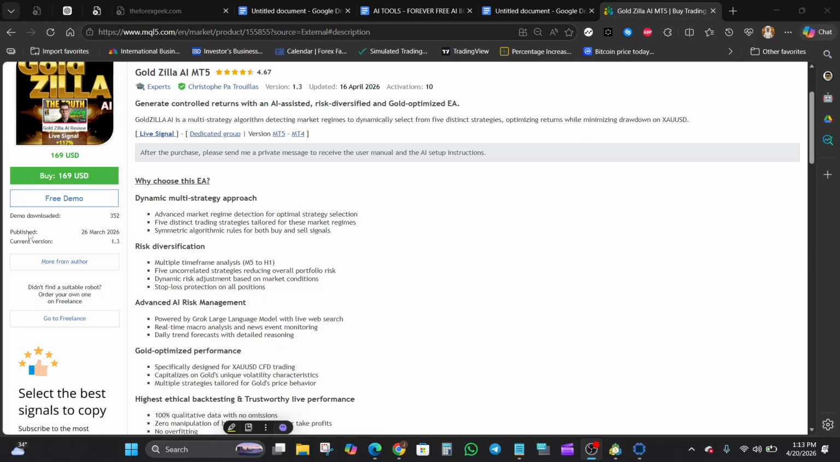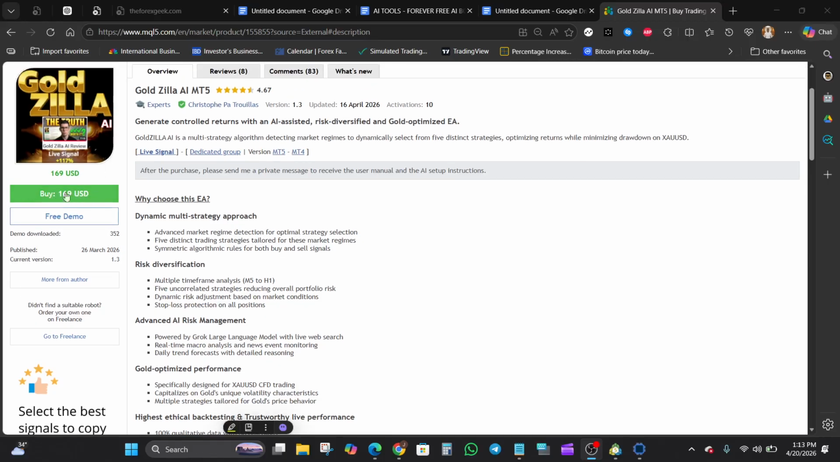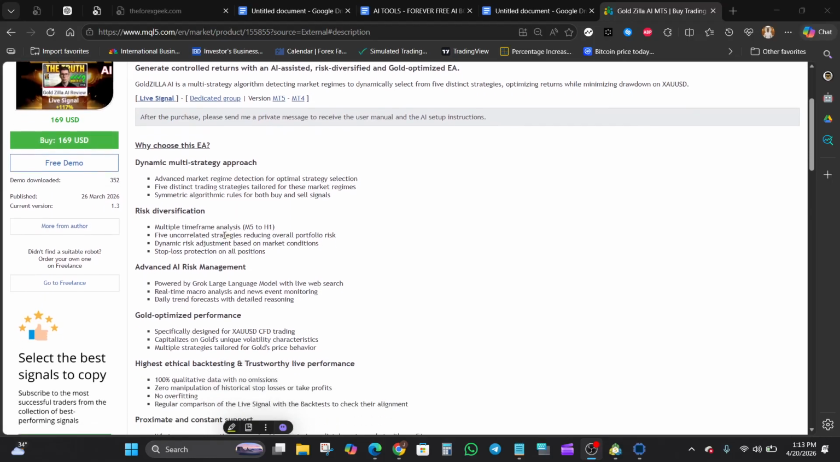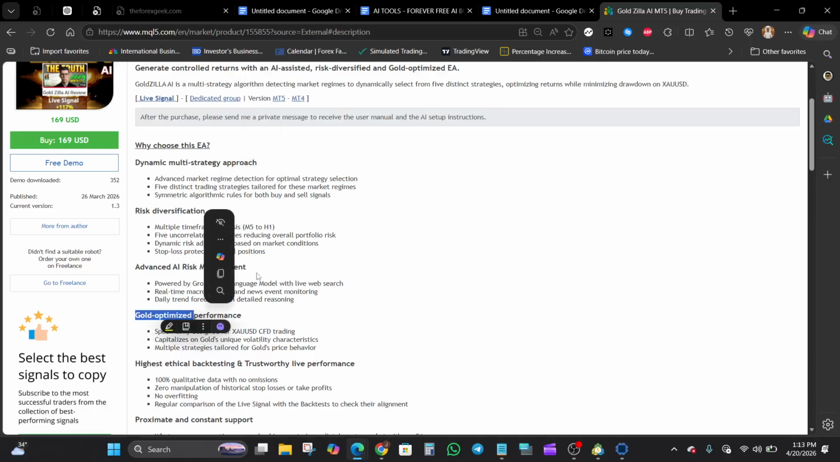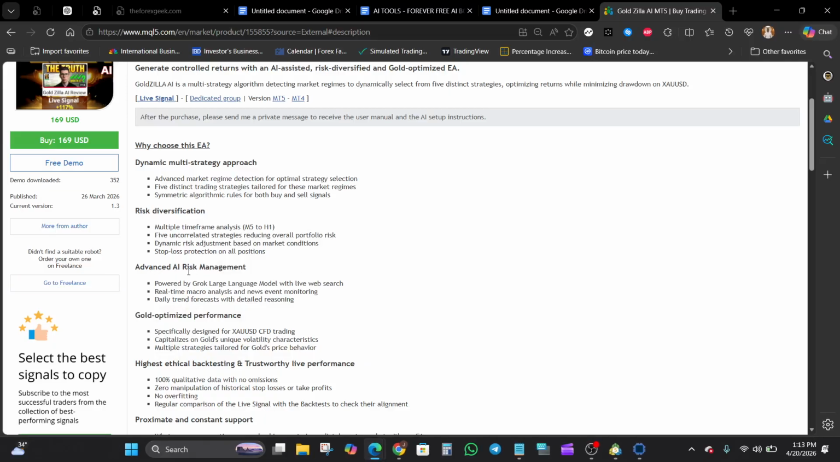Right now the Goldzilla AI is priced at 169 US dollars, and from the description we can see that this EA is positioned as a multi-strategy gold optimized system with advanced AI risk management. Straight away that tells me that this is not a single strategy, but it's combining multiple approaches depending on market conditions. You can see here the dynamic risk adjustment is based on the market conditions.